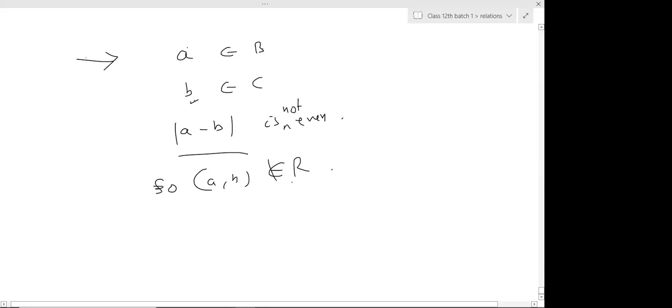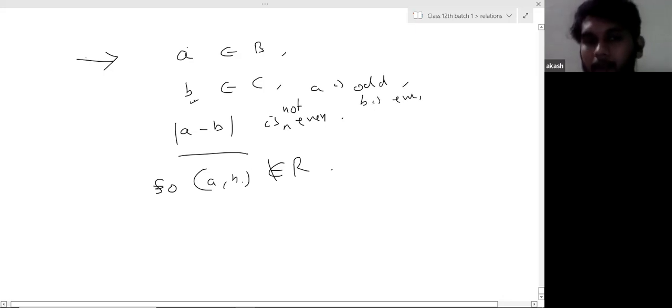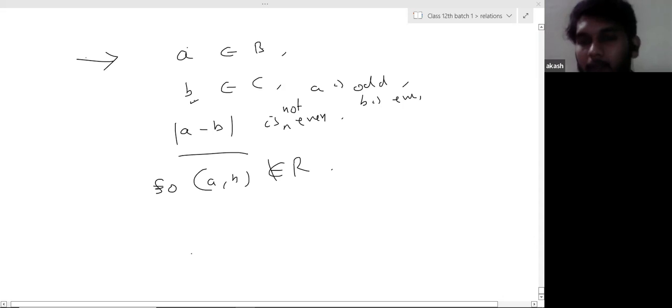So this way you can write that A is odd and B is even. So modulus of A minus B is not even. So A comma B does not belong to R. All right. Kulsum, Ronaldo, Shikhani, this is clear. Yes, sir. You guys want to note it down? Yes, sir.